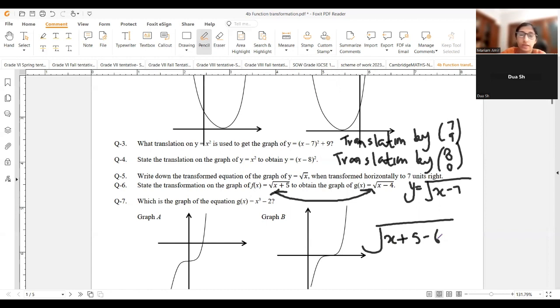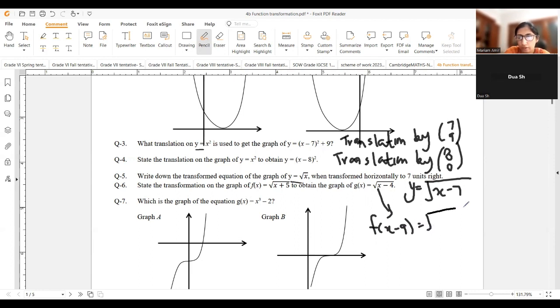We have to do minus 9. Yes, you have to do minus 9. So actually, you're doing f(x minus 9). So now what transformation is this? You're going rightwards by 9 units. So it's a translation by 9, 0. It's going to be f(x minus 9), square root of x minus 9 plus 5. So translation by 9, 0.